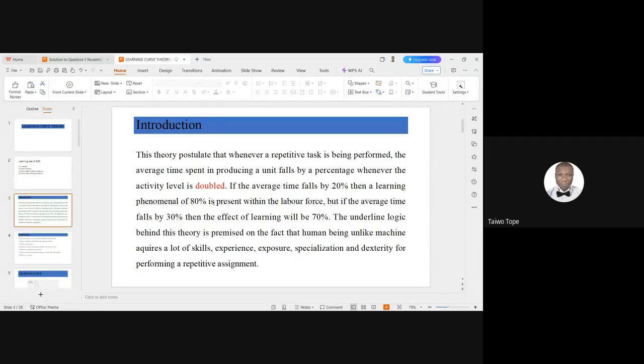So the underlying logic behind this theory is premised on the fact that a human being, unlike a machine, acquires a lot of skills, experience, exposure, specialization, and dexterity for performing a repetitive assignment. So this theory will not work where you use a machine, where you use a mechanized way in performing your task. So it works where you have manual labor. You use humans to perform a task. So that is when this theory will hold water.